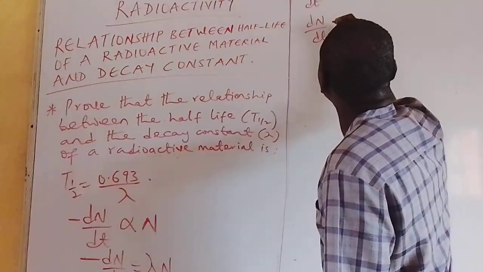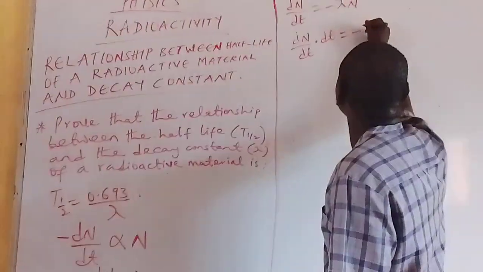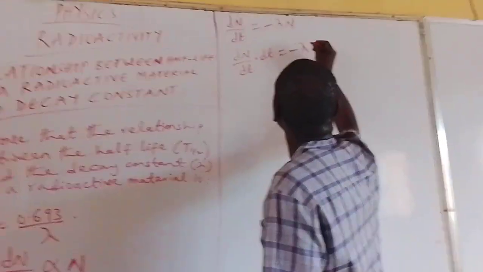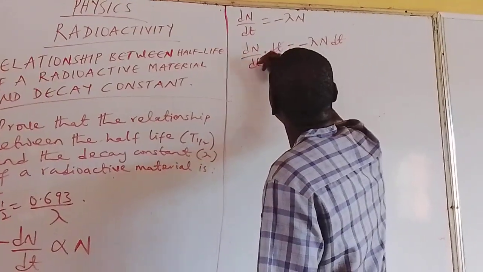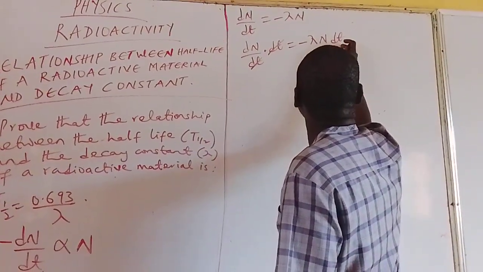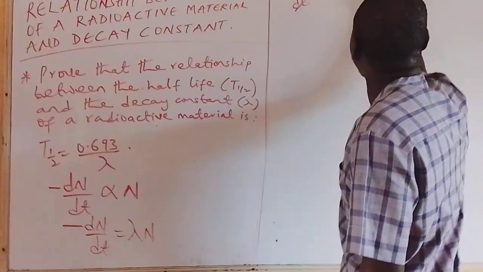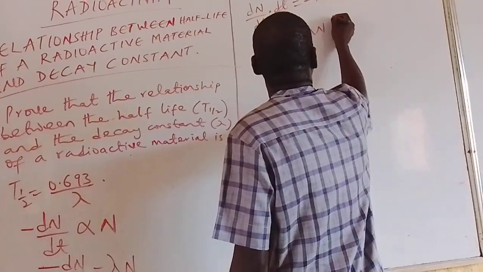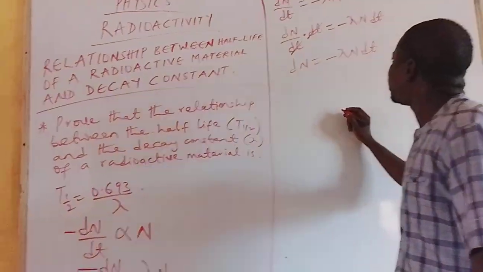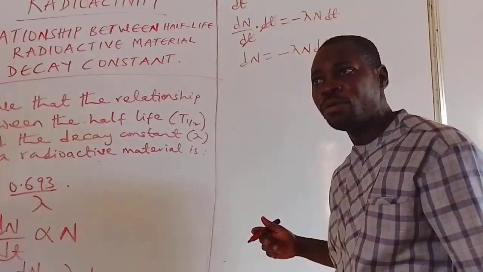If I do that, I have dN/dt times dt, where the dot means multiplication, equal to minus lambda N dt. I want N to be where the N is, and I want the t to be where lambda is. That is what is meant by separable variable. So again, I will divide through by N, so that I will separate the variables. That is what is meant by separable variable.